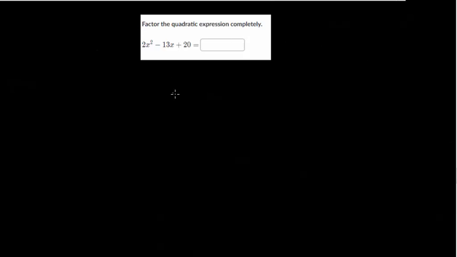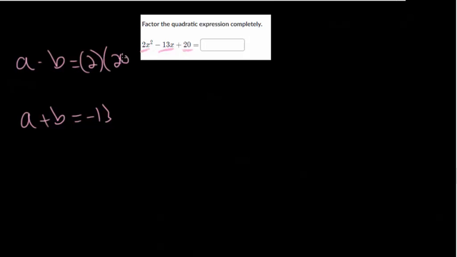And again, with this quadratic expression, notice that the coefficient on x squared is not 1. So we're going to use this factoring by grouping method. And we need to break up the minus 13x into two different terms so that we can use the grouping method. Because for the grouping method, you really need 4 terms, and this right now only has 3.